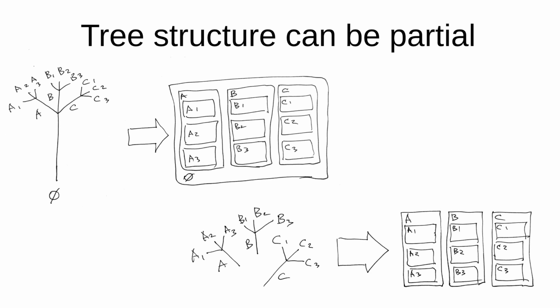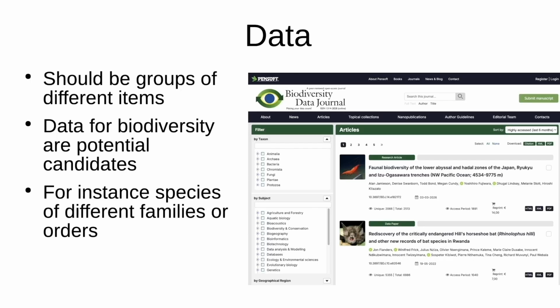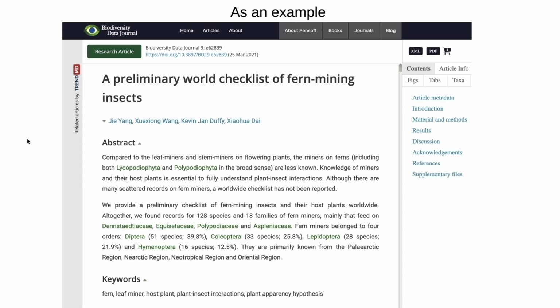That's the whole idea. For the data, it's logical to go into some biodiversity papers, and good luck, there is a biodiversity data journal online, open access, where you can read plenty of interesting stories, but for me it was a simple task to find the proper data. And I think I found it in this paper, a preliminary world checklist of fern mining insects.